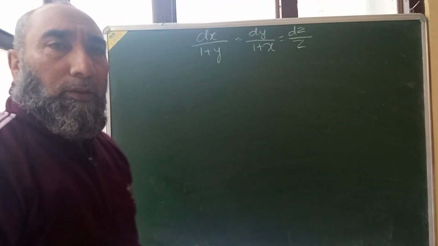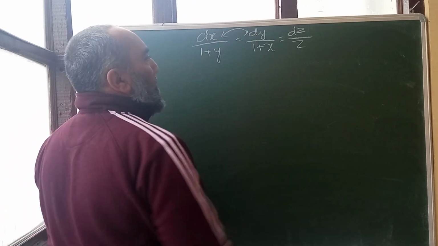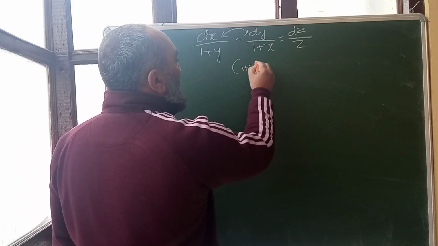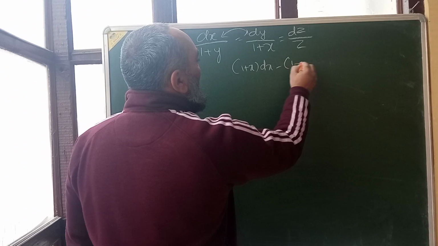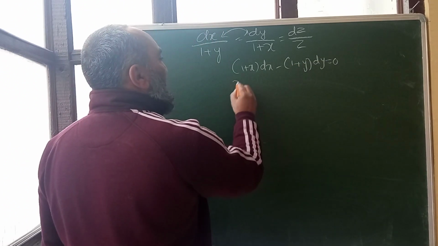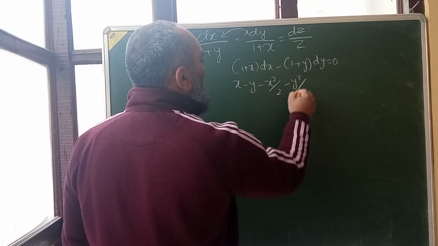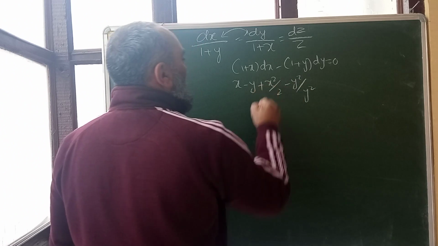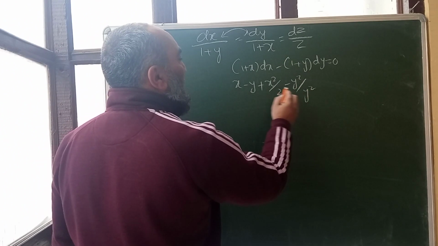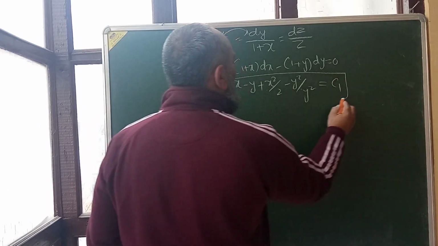Okay, can you use rule 1? Yes, we can, because I can choose these two fractions. Taking the first two fractions together, I will get (1 plus x) dx minus (1 plus y) dy equal to 0, which gives us x plus x square by 2, minus y minus y square by 2, equals C1. This is the first solution.